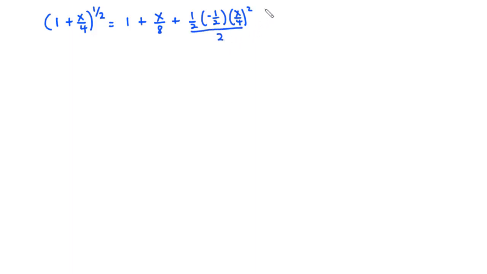So let's write down what we had for the last step. We had 1 plus x over 4 exponent 1 over 2 equals 1 plus x over 8 plus 1 over 2 times negative 1 over 2 times x over 4 exponent 2 divided by 2, plus 1 over 2 times negative 1 over 2 times negative 3 over 2 times x over 4 cubed divided by 6.